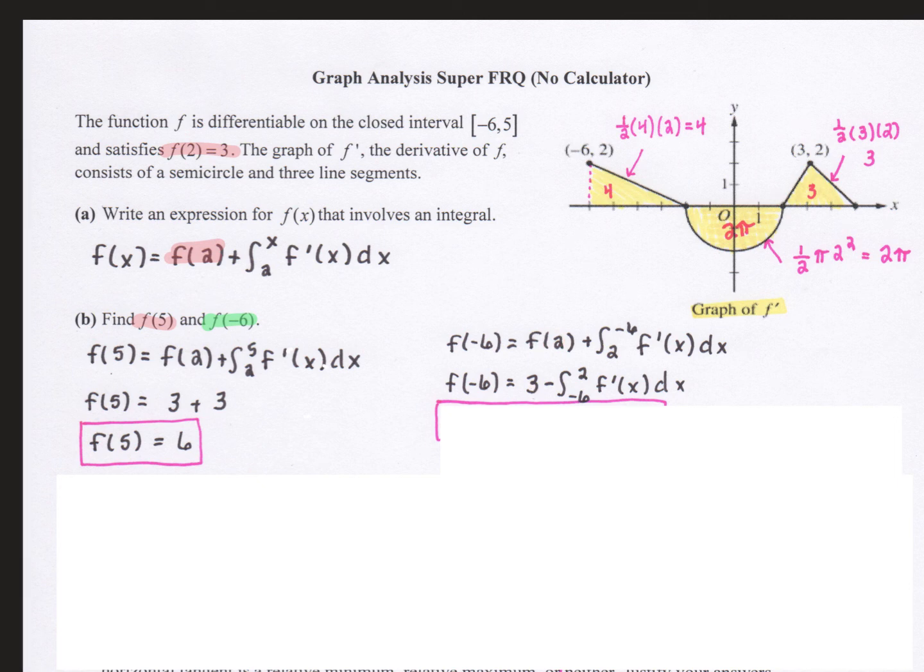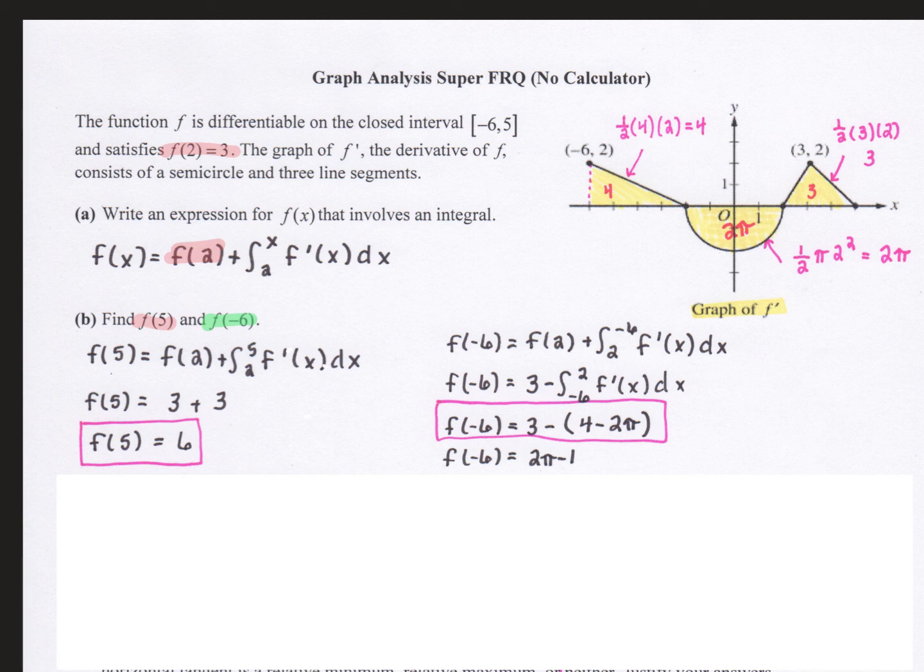My f of 2 is 3. Now to calculate this integral from negative 6 to 2 of f prime, I go to my graph of f prime, and from negative 6 to 2, I have a 4. This portion that falls below the x-axis gets counted as a negative. So my integral is going to be 4 minus 2 pi. I would advise leaving it just like that. This is a perfect final answer. If you wanted to simplify and distribute that negative, you could get it all the way down to 2 pi minus 1.